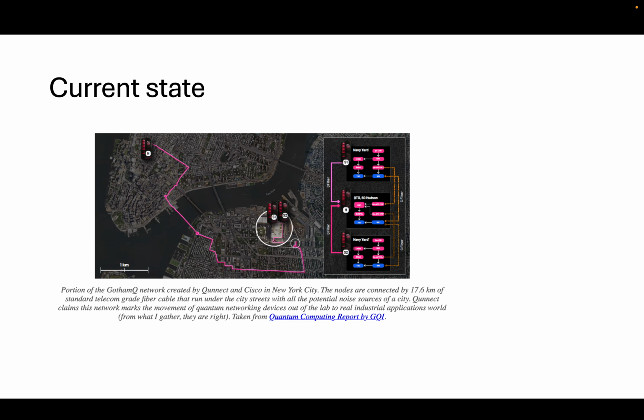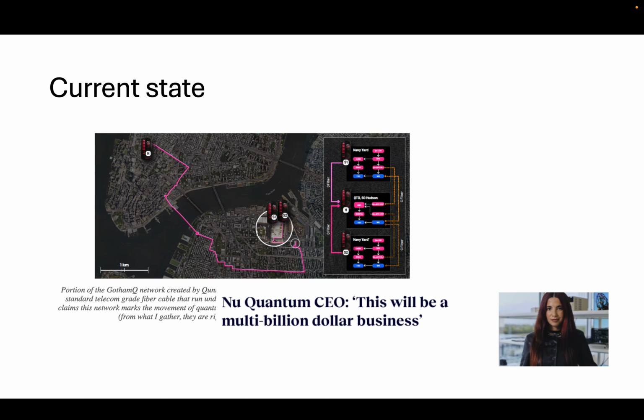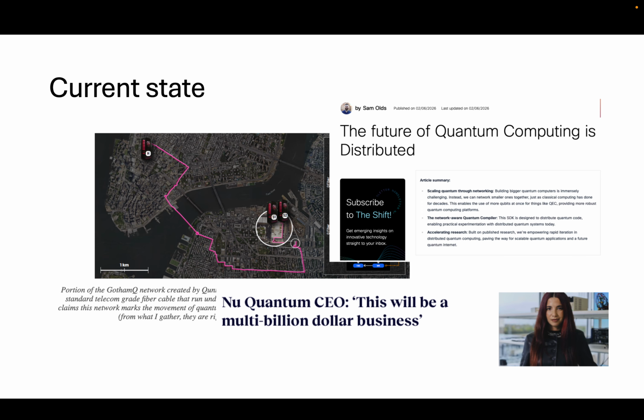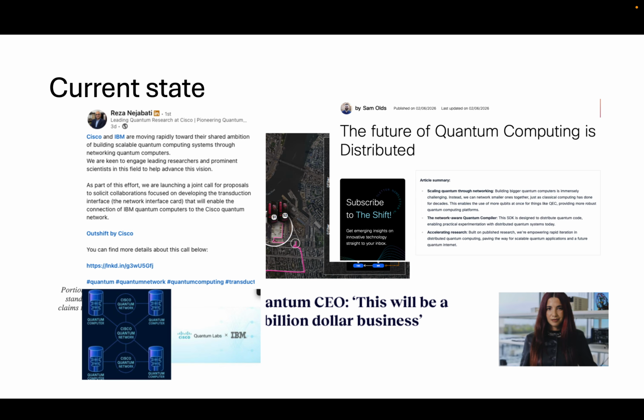Now, what is the current state of the art in distributed quantum computing? Well, we have campus and city level quantum networks that already exist that connect multiple devices. We have companies claiming that this will be a multi-million-dollar business. We have large global corporations such as Cisco, that enable the current classical distributed computing world, saying that the future of quantum computing is distributed, which I highly agree with. And then we have collaborations between the big giants, such as Cisco and IBM, to get to a stage where we're doing distributed quantum computing.